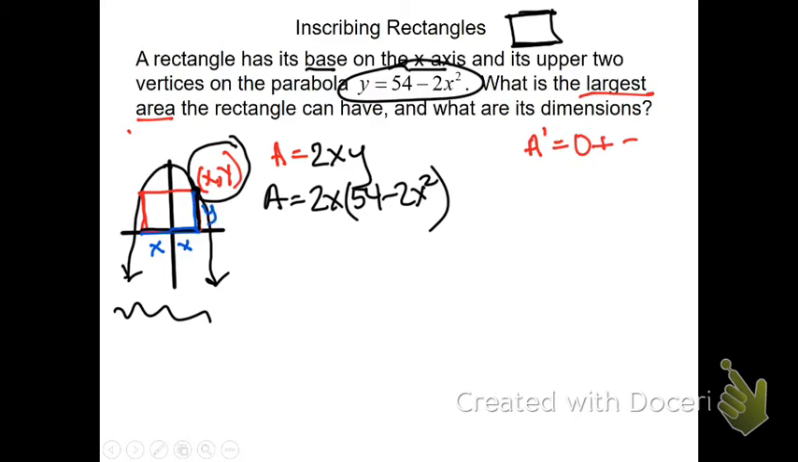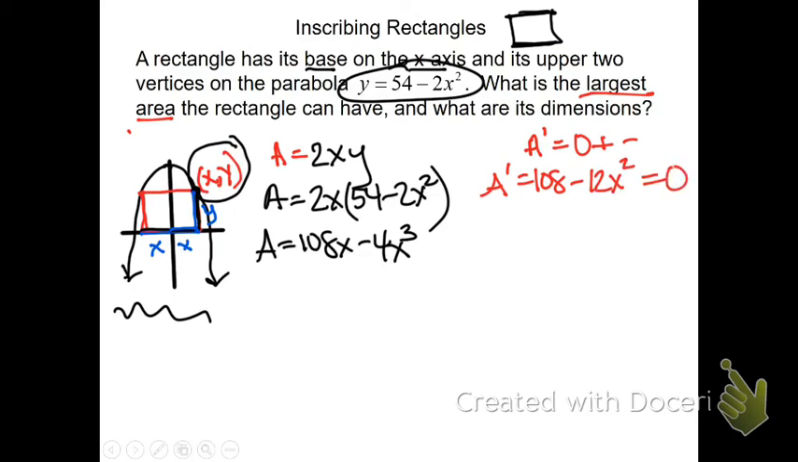All right, now I'm going to go ahead and finish this problem. Distribute, what is that, 108x minus 4x cubed. Find your derivative, 108 minus 12x squared. Set it equal to 0 and solve. And it looks like we're going to get 2 answers because it's an x squared. But remember, you can only have a positive length.